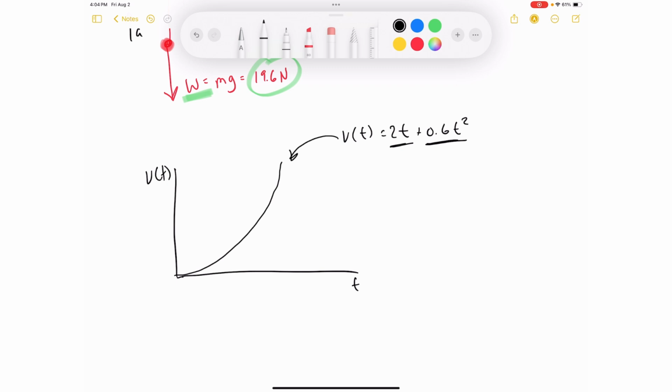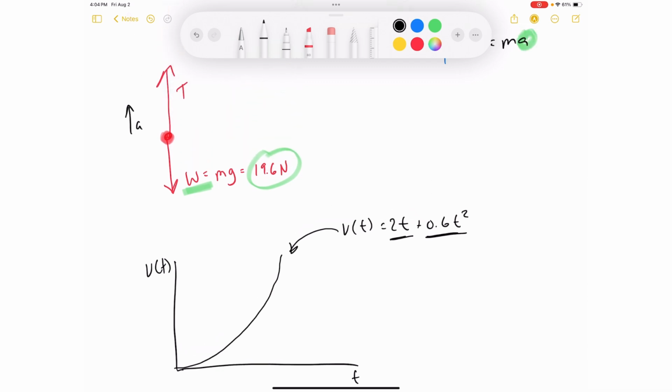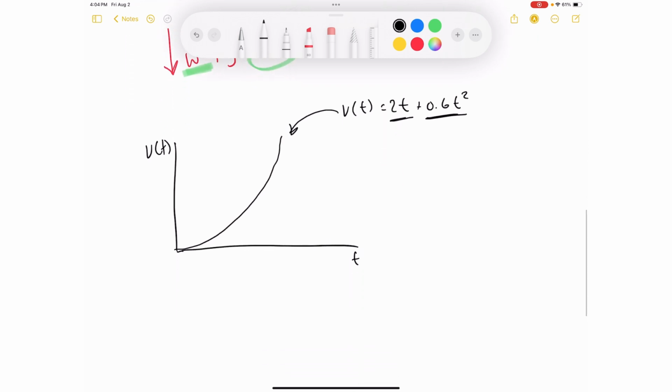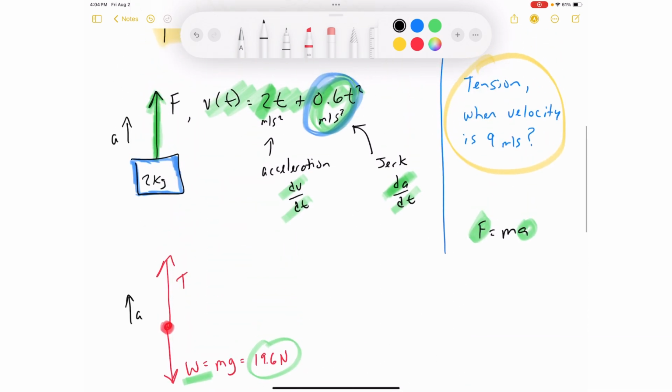So the problem says, what is... well, I need to know what the acceleration is, because if I know the acceleration, I can find the tension, right? So I need to find the acceleration. So let's do that. We want to know what the tension is when the velocity is 9 meters per second, because if you look at the question, it says what's the tension when the velocity is 9 meters per second.